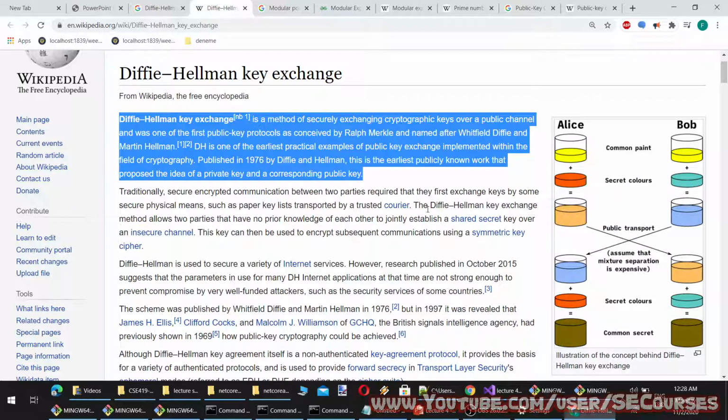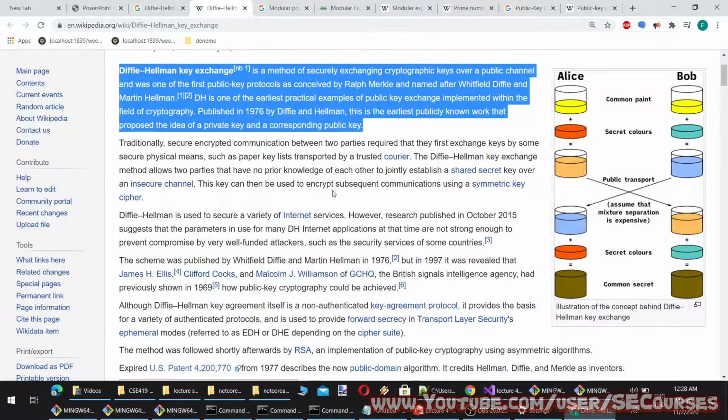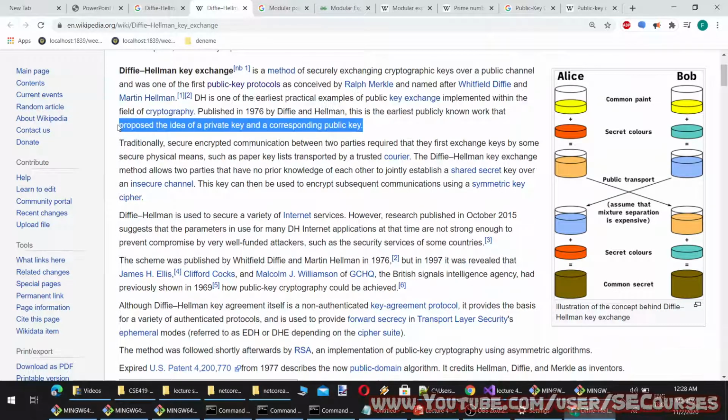Diffie-Hellman key exchange is a method of securely exchanging cryptographic keys over a public channel and was one of the first public key protocols as conceived by Ralph Merkle and named after Whitfield Diffie and Martin Hellman. DH is one of the earliest practical examples of public key exchange implemented within the field of cryptography. Published in 1976 by Diffie and Hellman, this is the earliest publicly known work that proposed the idea of a private key and a corresponding public key.